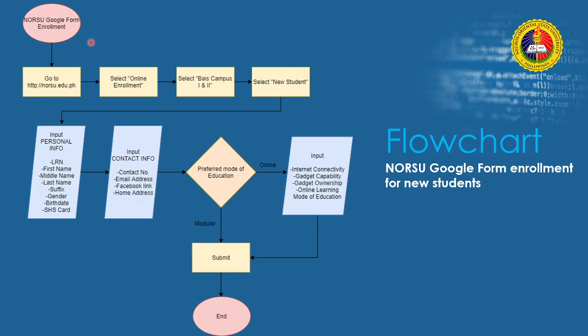Notice that we always start with a terminal, which is an ellipse. You can write here whatever the purpose of your flowchart is. For example, since this flowchart is about enrollment using Google Form, you can write the purpose of the entire flowchart in the first terminal, and then you end it with the same symbol, the ellipse, and then you can just say end.